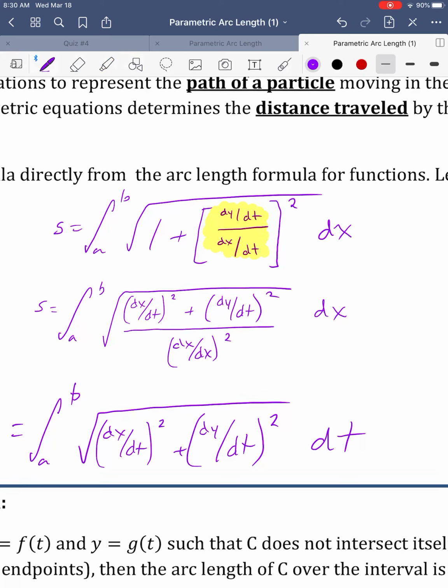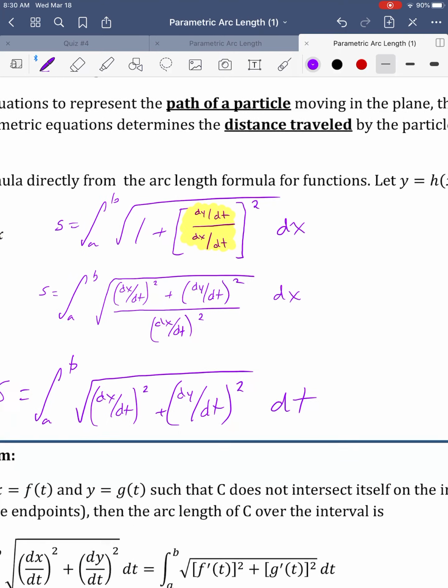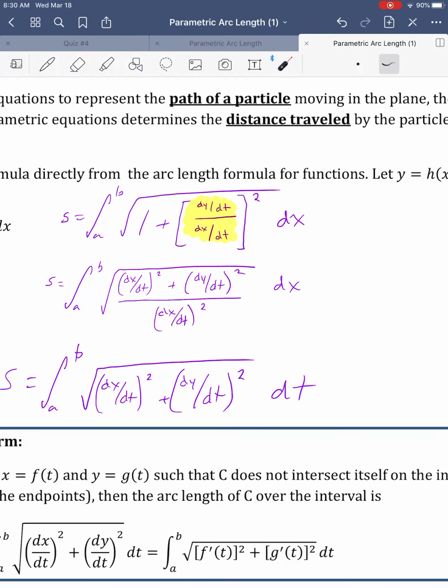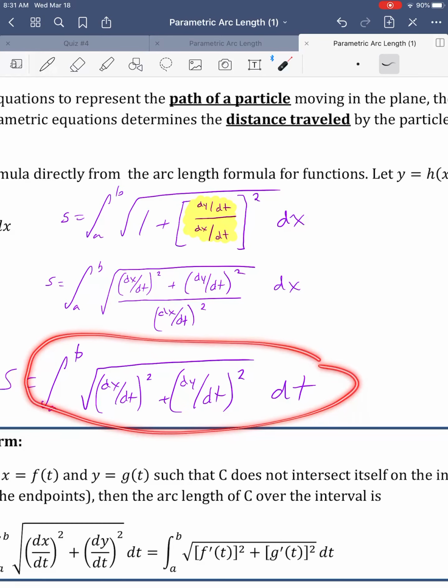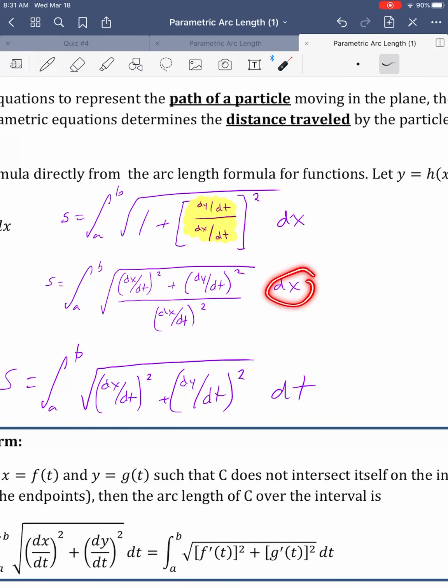Okay, so the next thing I did on the inside of this radical is I distributed a square. So I squared the numerator and the denominator, and then I got a common denominator. So the 1 turned into dx dt squared over dx dt squared. That says dx. Let me fix that. It should be dt squared. All right, good. Now the goal down here is to not have this denominator, and to be in terms of t.